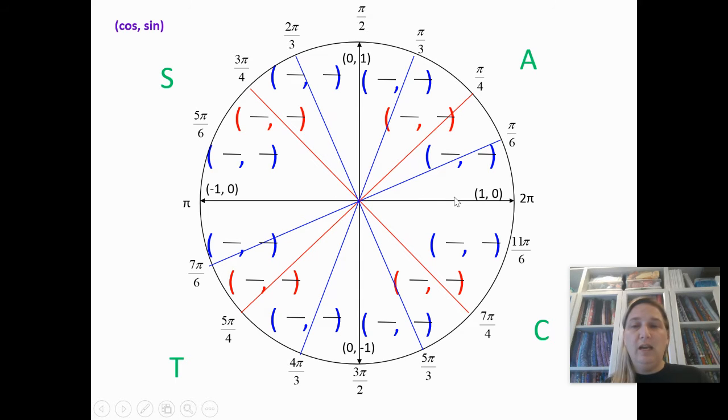I always know that I am out 1, up 0 when I go to the first one on the right on the x-axis. I am out 0, up 1 at pi over 2. I am out -1, up 0 at pi. And I am out 0 and down -1 at 3 pi over 2. And it's important that you get those correct.